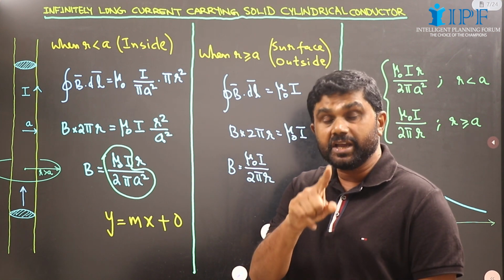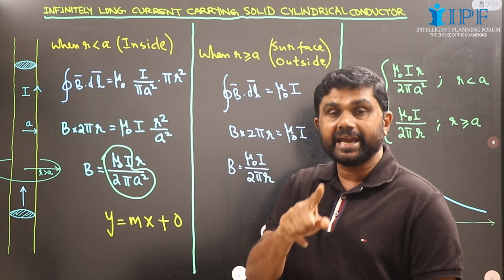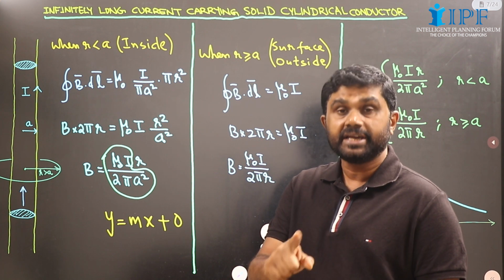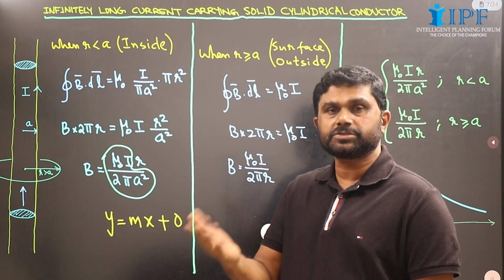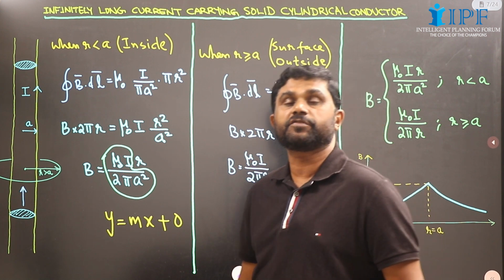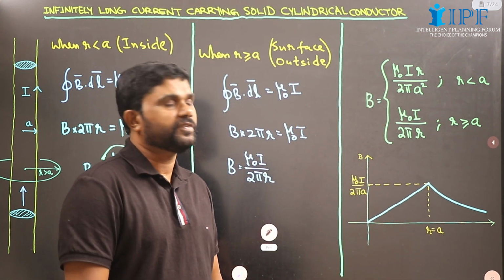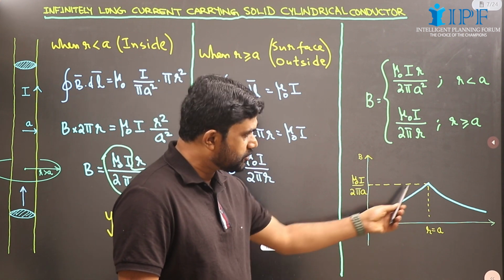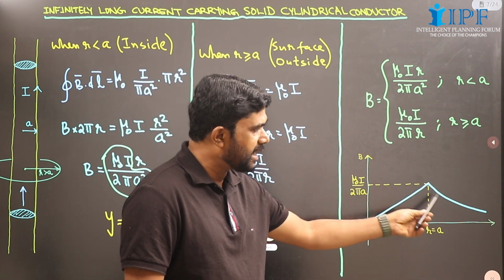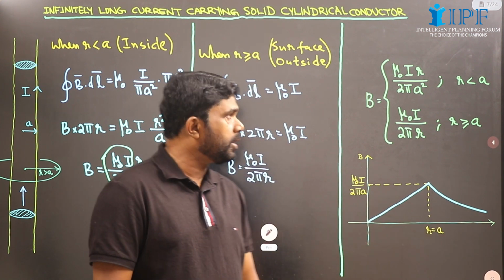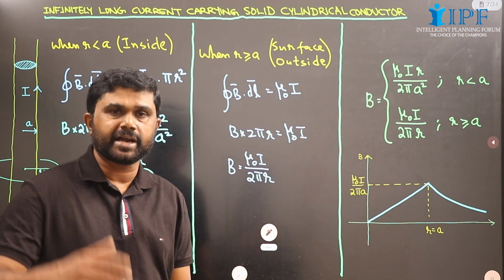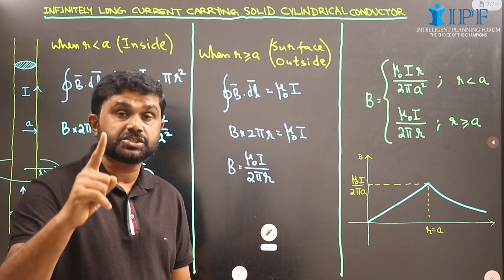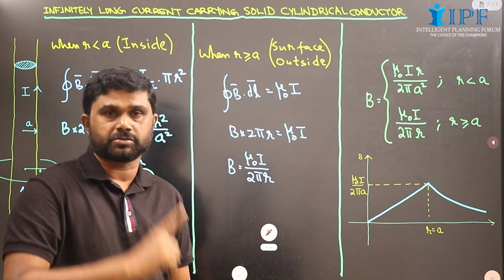So the magnetic field, if we plot it against the distance from the axis, will be a straight line passing through the origin inside the conductor, and outside it will be exactly similar to the field due to a pipe or infinitely long straight conductor. From the axis up to the surface it is a straight line, and beyond that it is a rectangular hyperbola. This is the function which represents the magnetic field due to a solid cylindrical conductor in which the current is distributed uniformly over its cross section.